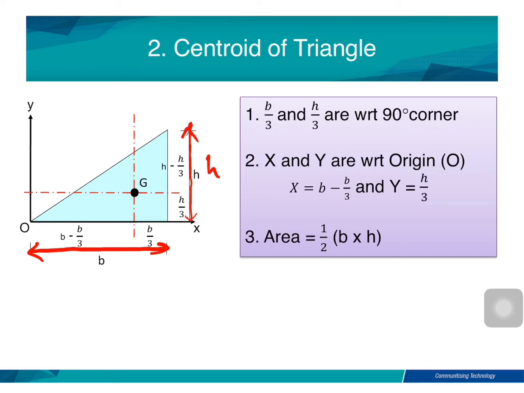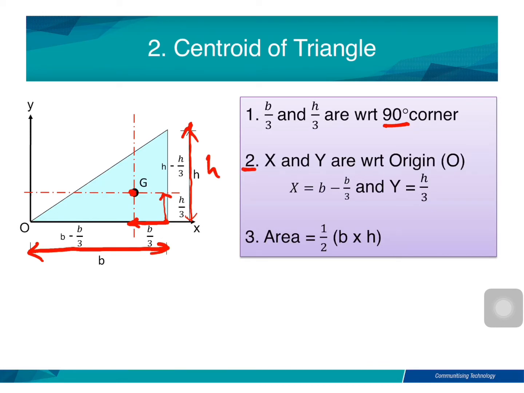Okay, number 1, the centroid of the triangle is B over 3 and H over 3 with respect to the 90-degree corner. So this is the 90-degree corner. From the 90-degree corner, B over 3 is here, and H over 3 is here. So this is the centroid.